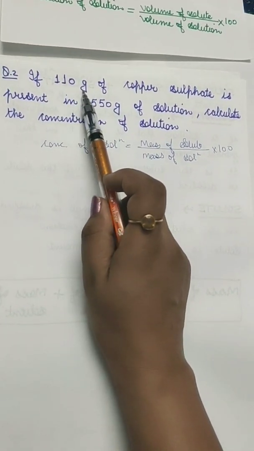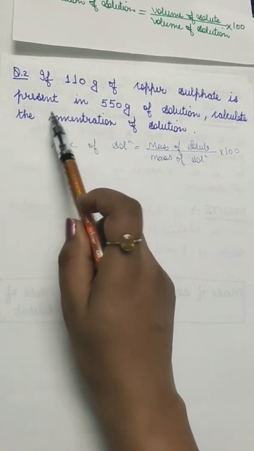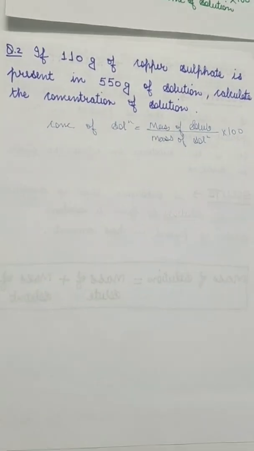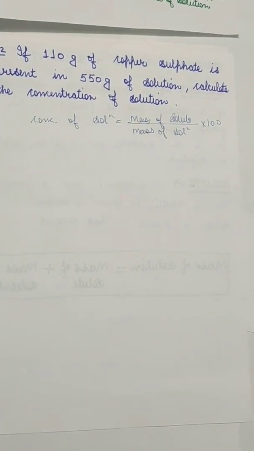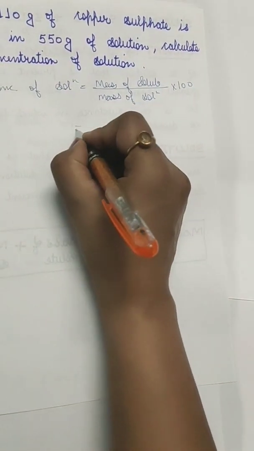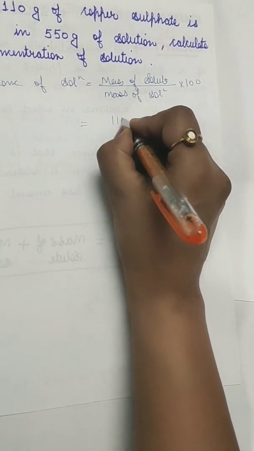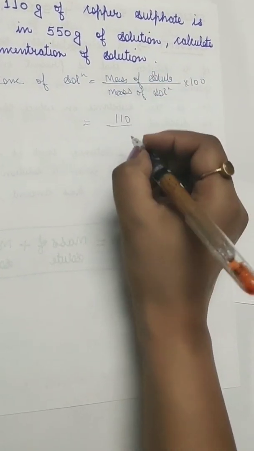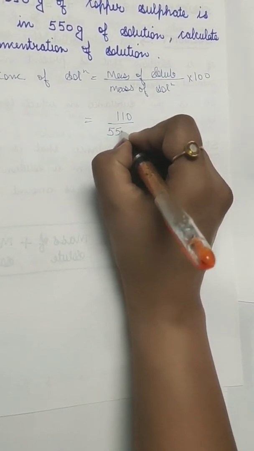Let me read the question once again. If 110 grams of copper sulfate is present in 550 grams of solution. Now, in the question the solution is already given, so we don't have to add anything. We can just put in the values. The value of solute is 110, and the value of solution is 550.